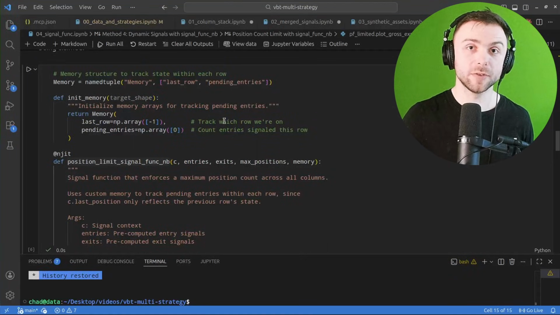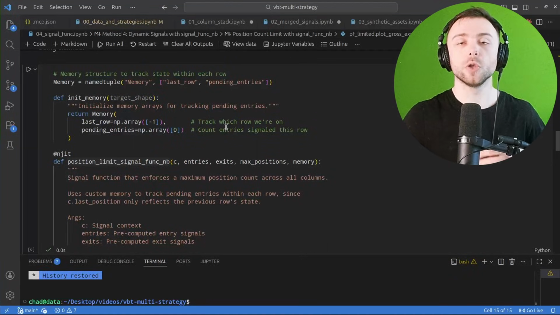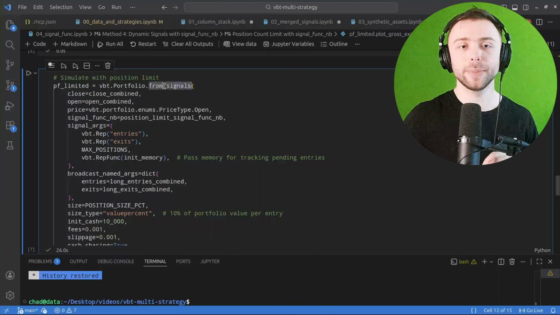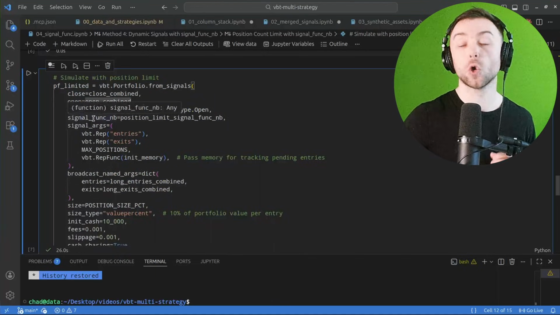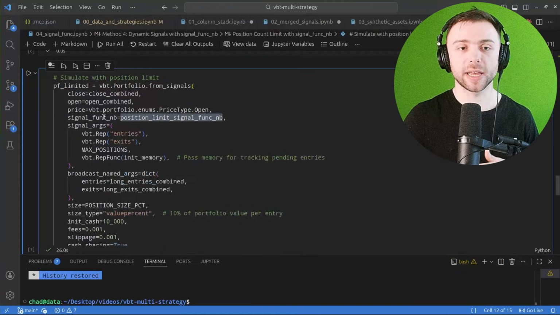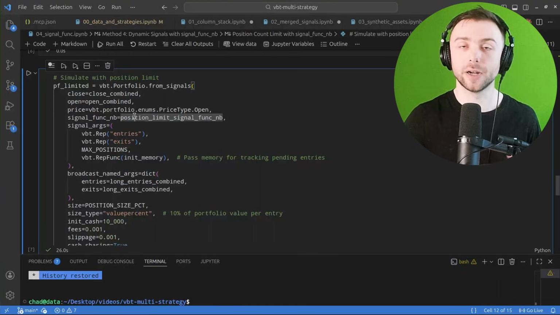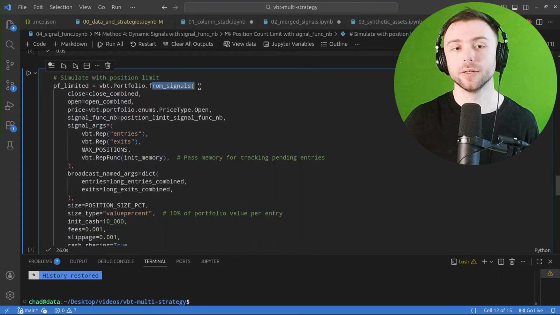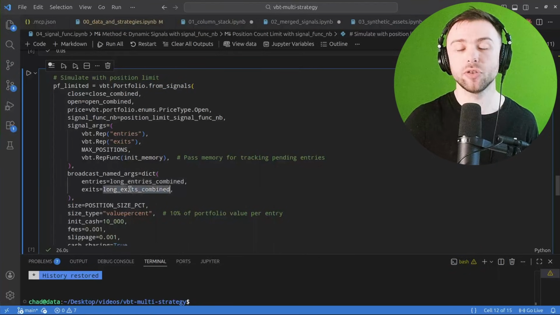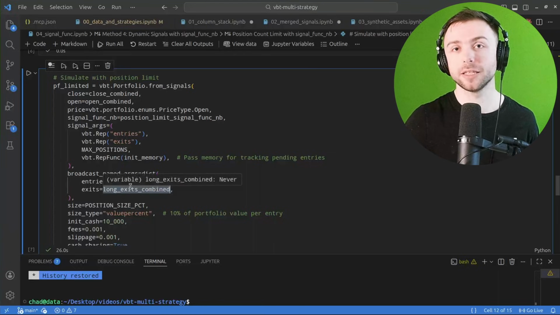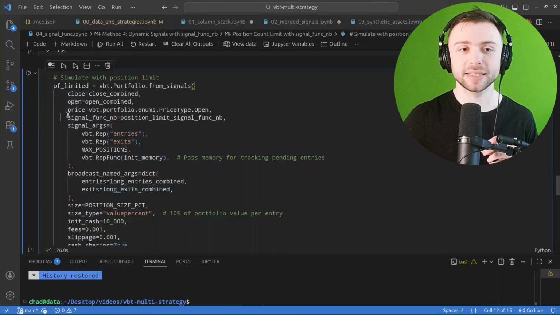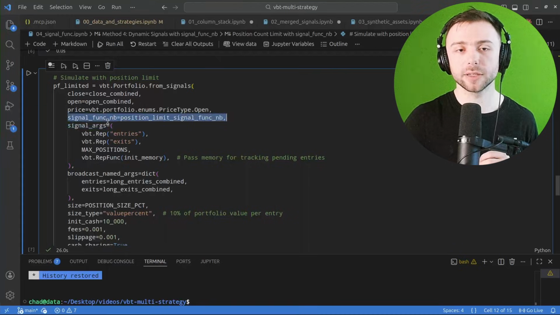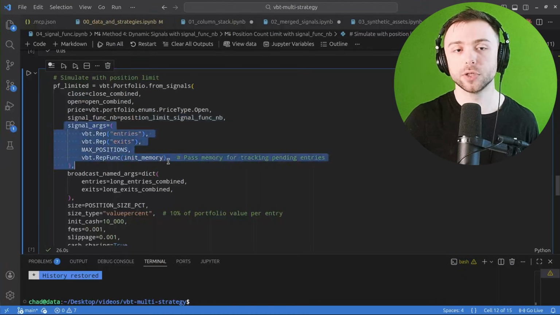Now, there are multiple ways of doing this in VectorBT Pro, but you want to just look for a simulation function that takes callbacks. A callback is just a function that we provide as an argument to another function, and that function will be used later on to do some calculations. So I'm still using from signals, and I'm still passing my entry and exit signals exactly the same as before, except I'm using this signal_func_nb argument, and I'm passing in this function, which I'll show you in a second, along with a bunch of arguments to that function.